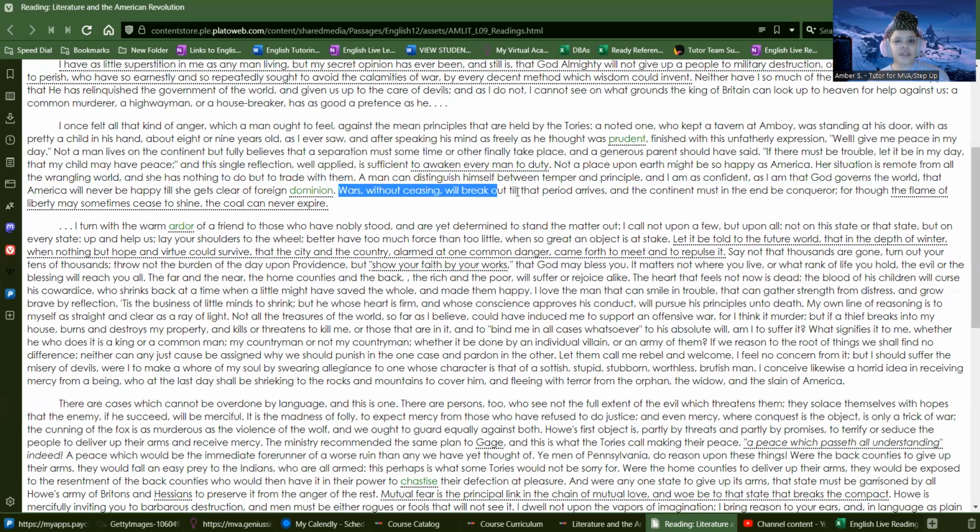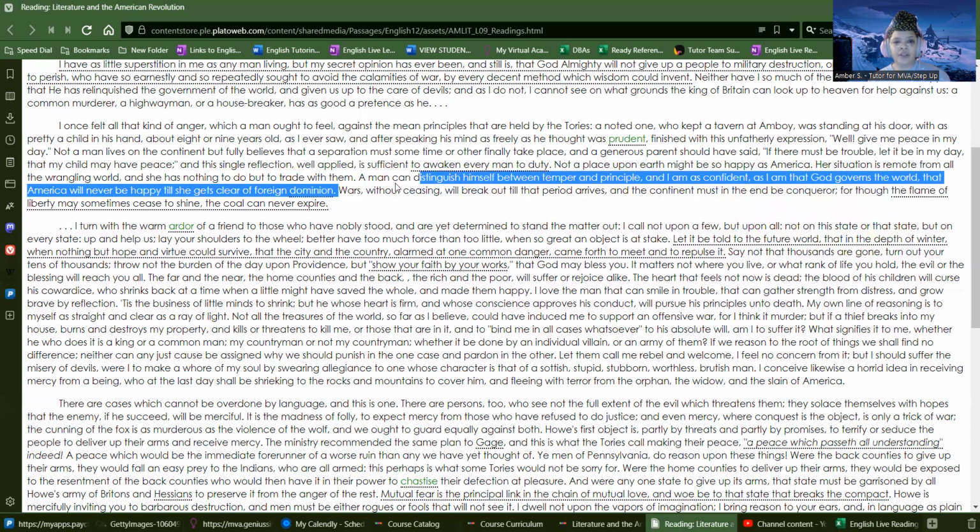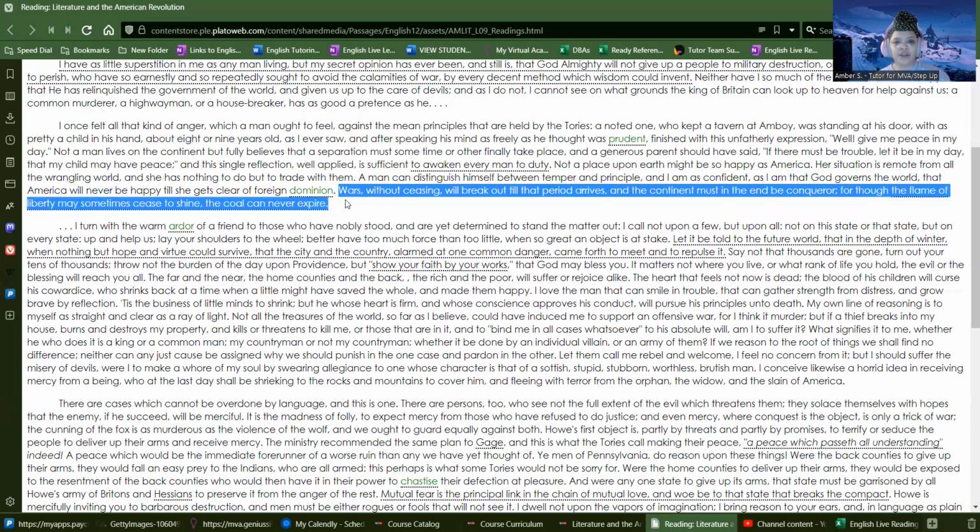Wars without ceasing will break out until that period arrives, and the continent must in the end be conqueror. For although the flame of liberty may cease to shine, the coal can never expire. So what he's saying here is that it's his personal belief that wars and conflict will continue to break out between America and the British until America is independent.